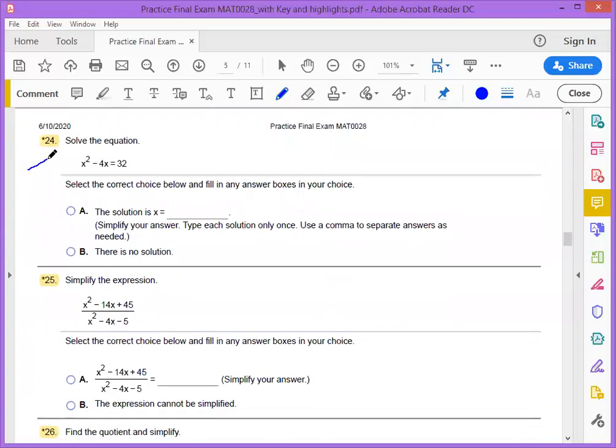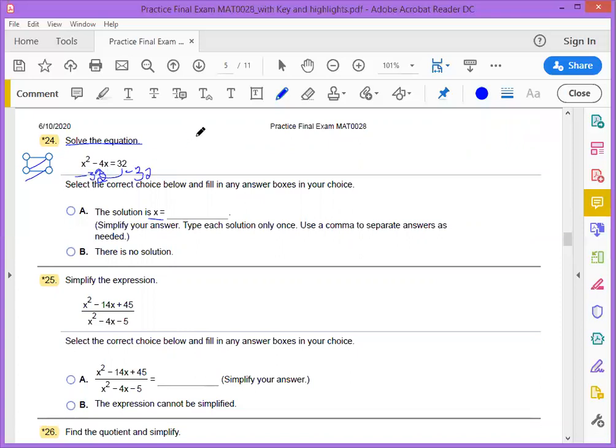All right, let's look at number 24. Now we're asked to solve this equation. So we'll actually be factoring, but then when we get our two factors, we're going to set up equations in order to get the solution. The first thing we need to do is, if our equation is not set equal to 0, we need to make it equal to 0 by moving any terms that are to the right over to the left side. This is a positive 32, so we need to subtract 32 from both sides of the equation.